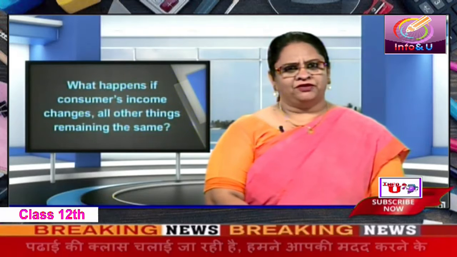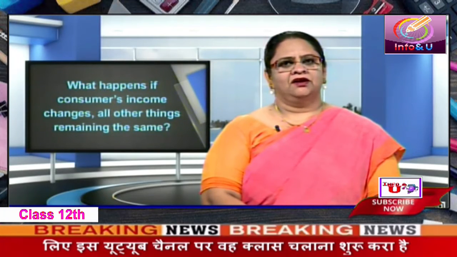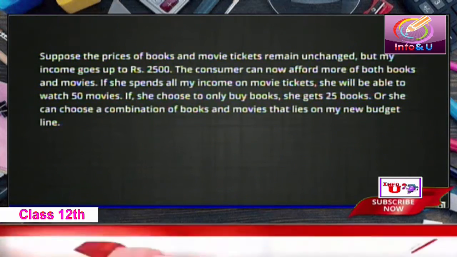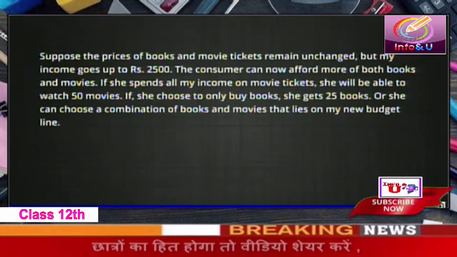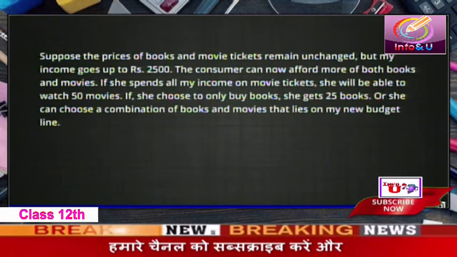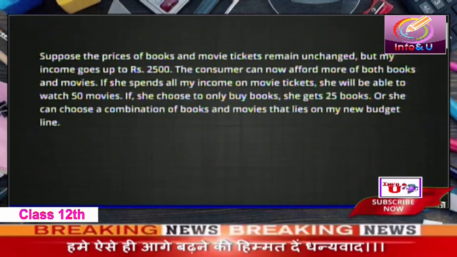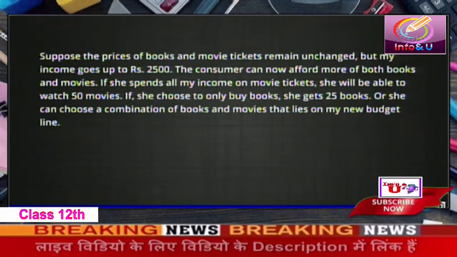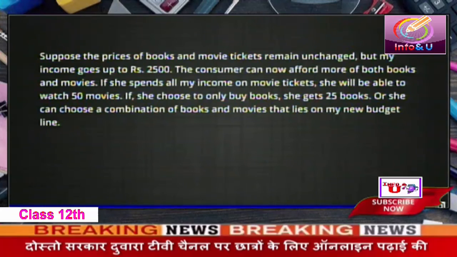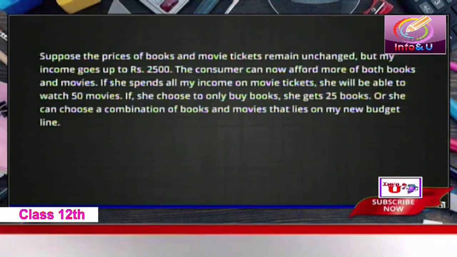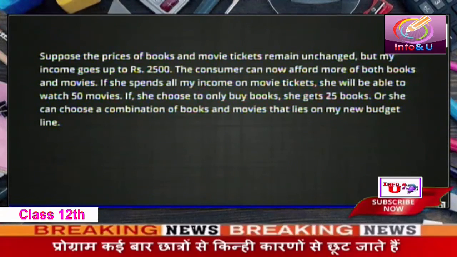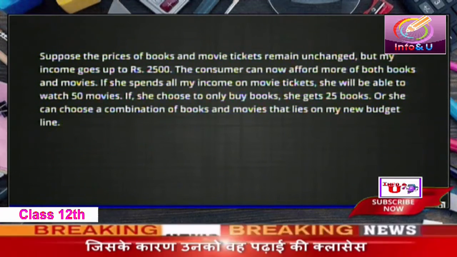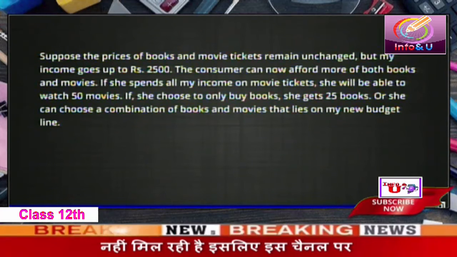Now, let's look at what happens if the consumer's income changes, all else remaining the same. Suppose the price of books and movie tickets remains unchanged, but my income goes up to rupees 2,500. What the consumer can now afford is more of both books and movie tickets. If she spends all her income on movie tickets, she will be able to watch 50 movies. If she chooses to buy only books, she gets 25 books. Or she can choose a combination of books and movies that lies on the new budget line.